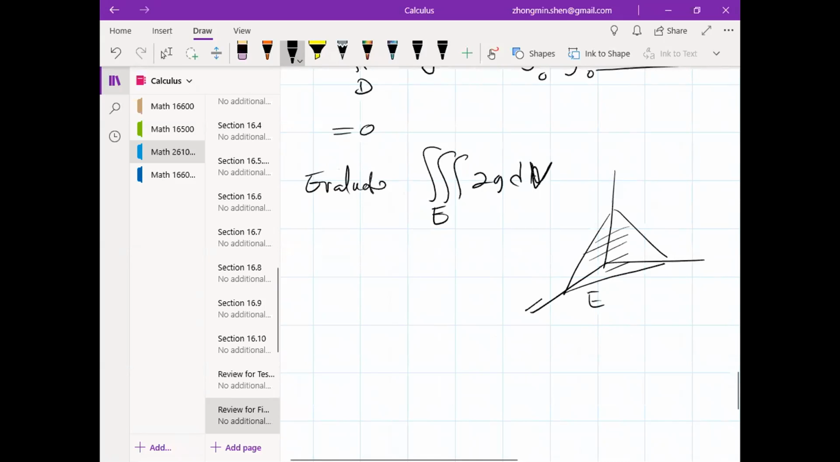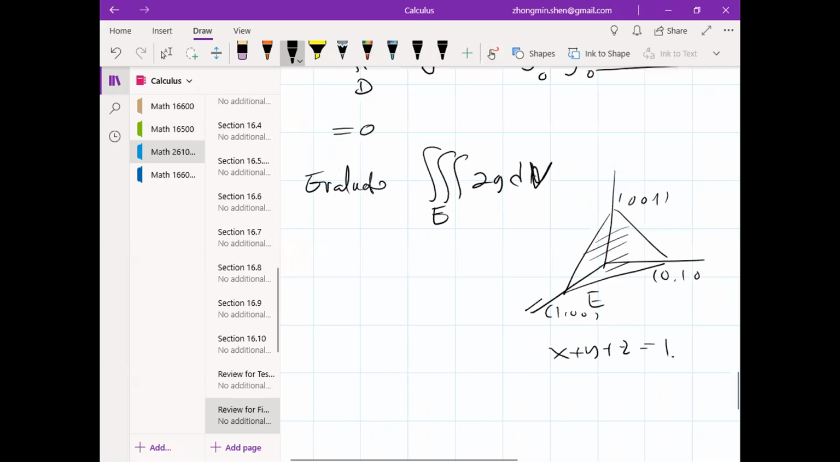How do you evaluate this integral? Here are the points (1, 0, 0), (0, 1, 0), and (0, 0, 1). First, you write down the equation for this plane. The equation will be x plus y plus z equals 1. So this plane can be viewed as the graph of a function: z equals 1 minus x minus y.